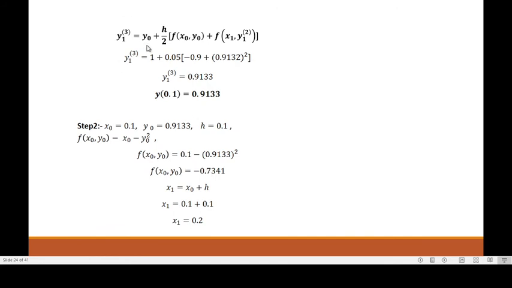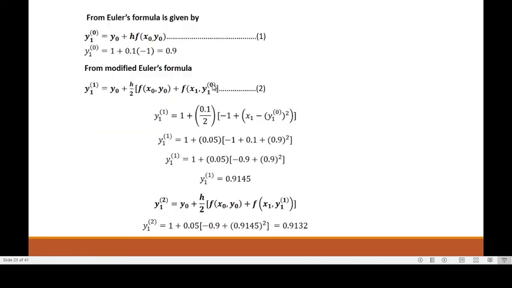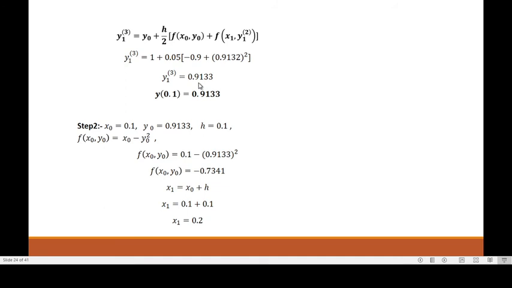Once again we correct this value by using y1 of 3. So replace y1 of 1 by y1 of 2 here. You will get 0.9133. Okay, so the previous value is 0.9132 and this one is 0.9133. They are almost the same. So therefore we conclude y of 0.1 is equal to 0.9133.